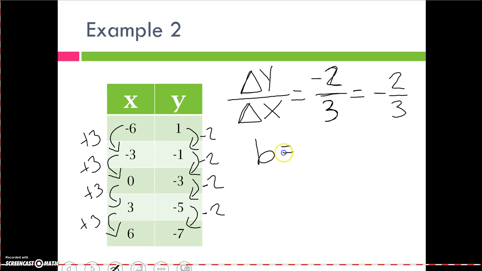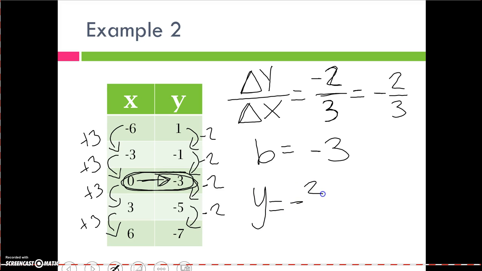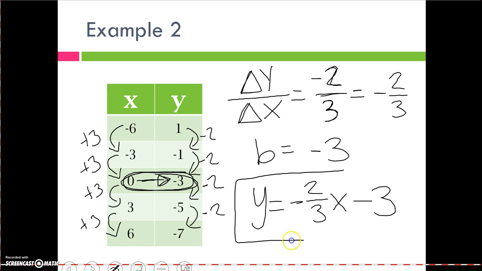Next thing we want to do is find our y-intercept. Sorry, that was our slope. Now our y-intercept. When x is 0, what is our y value? Well, in this case, our y value is a -3. So our b value is -3. So to write our equation, we're going to have y equals -2/3 x. And since it's a -3 in this case, it's going to be -3. And that's our equation.